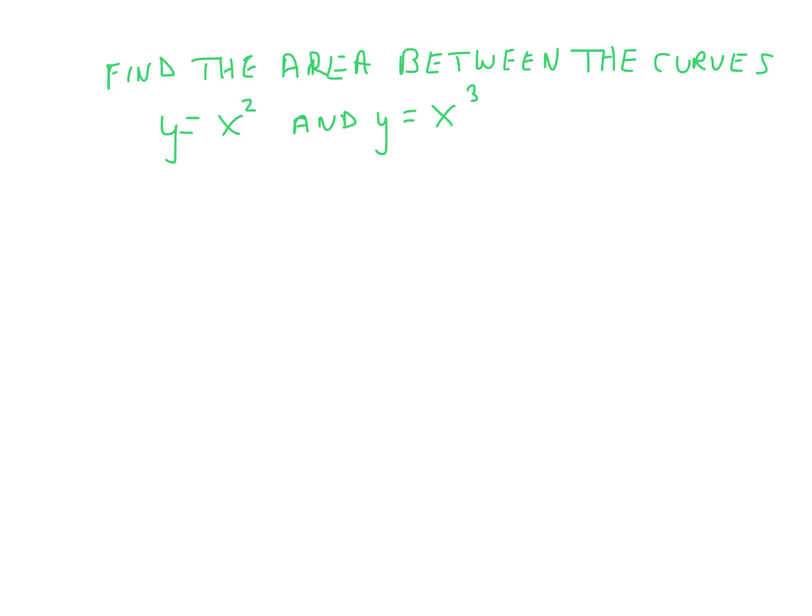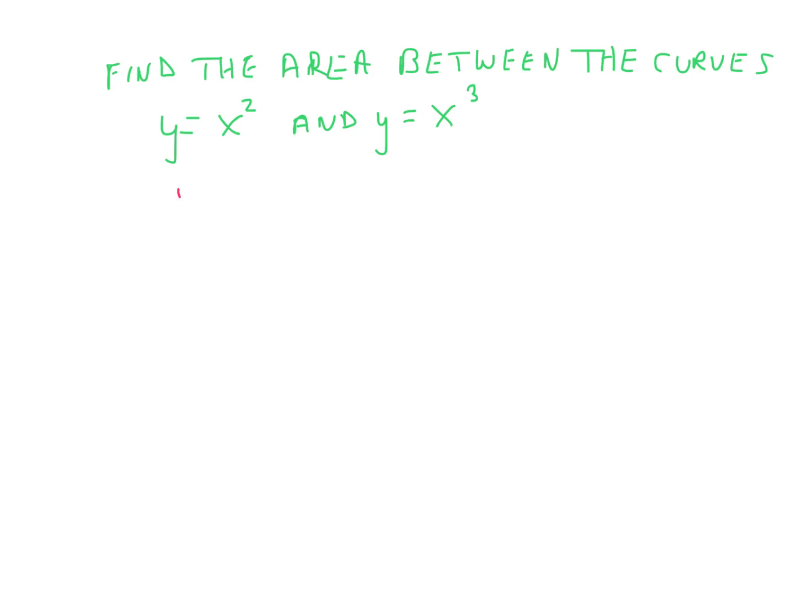All right, so here's an example where we're being asked to find the area bound between two curves, and we've got y equals x squared, the parabola, and y equals x cubed, the cubic function. And so the first thing that we need to do is find the area that's trapped between the two curves, and for that we need the intersection points.